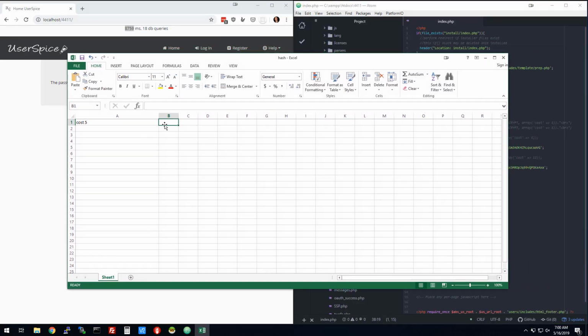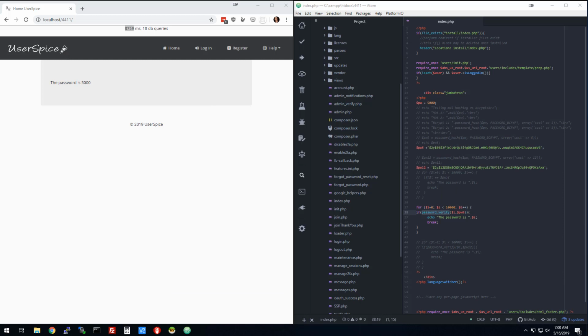So 87, we won't round it, 8759. So we're going to take out the 100 milliseconds that it takes to load the page, and we're going to say 8659.